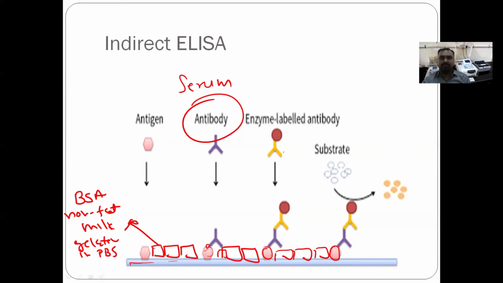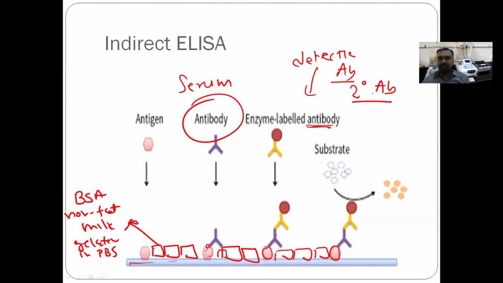And then we add an antibody which is against the antibody present in the serum. This antibody is called the detection antibody, or it is also called the secondary antibody.